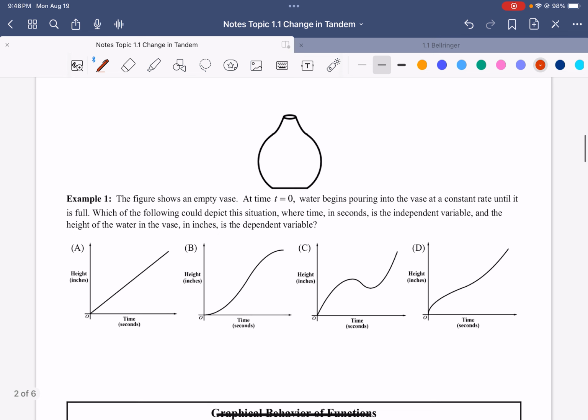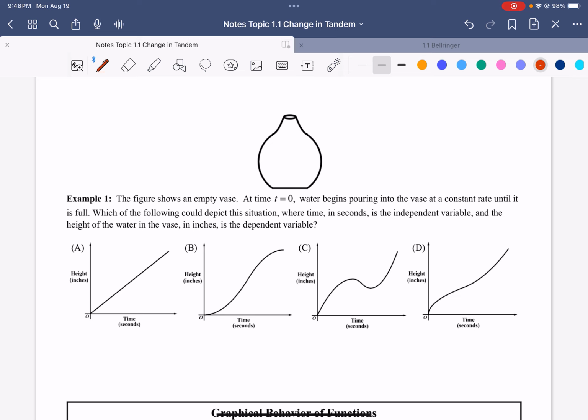Okay, let's try our first example. The figure shows an empty vase. At time t equals 0, water begins pouring into the vase at a constant rate until it is full. Which of the following could depict this situation where time in seconds is the independent variable and the height of the water in the vase in inches is the dependent variable?